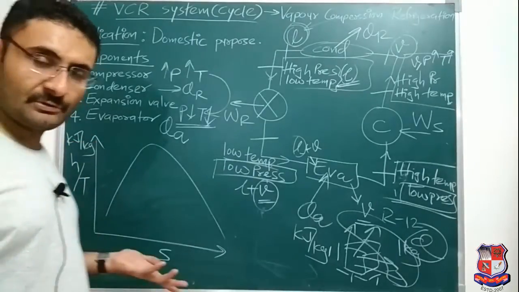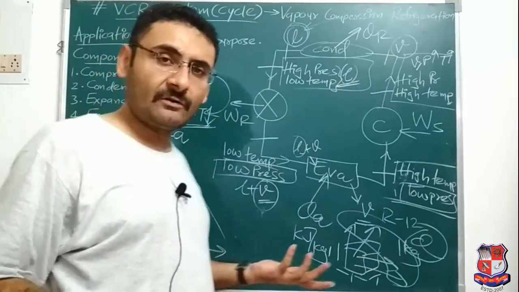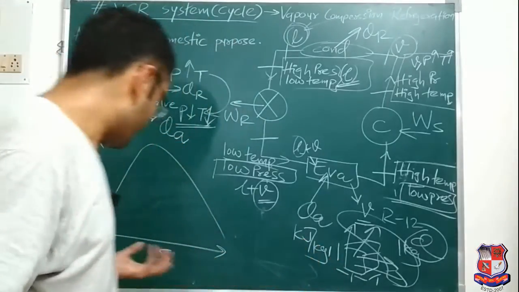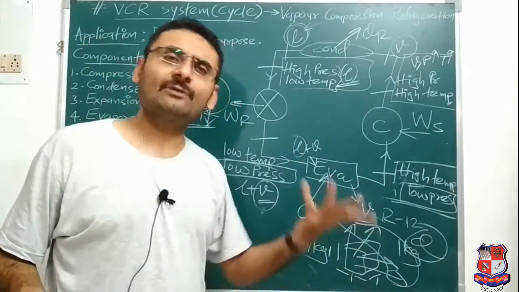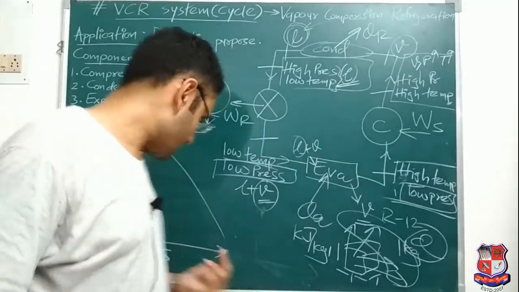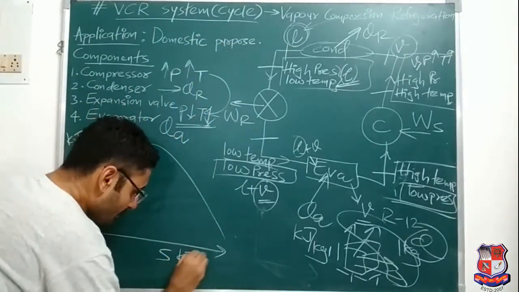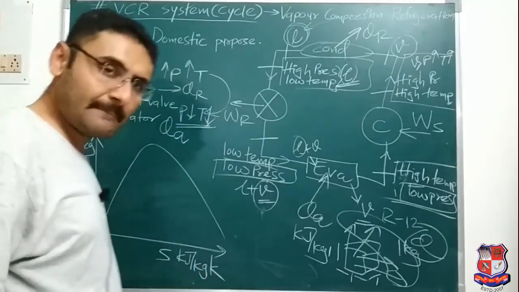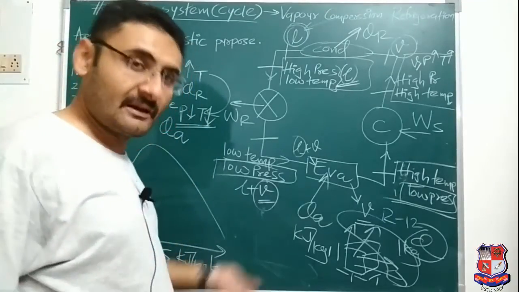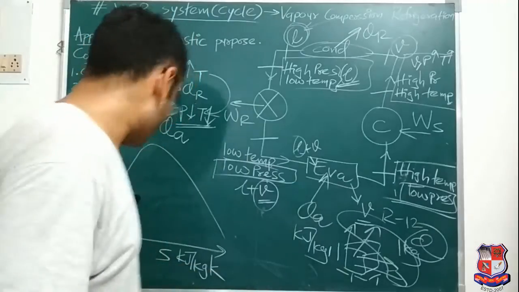Now temperature, so you know temperature means what? It is the degree of hotness or coldness of the body. Now next is what? Entropy. Entropy means what? It is a measurement of disorderness, you can say like that. And its unit is kilojoule per kg Kelvin. I am not explaining the meaning of each and every parameter, because if I do so, the length of the video may increase.